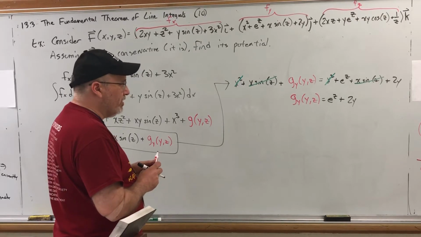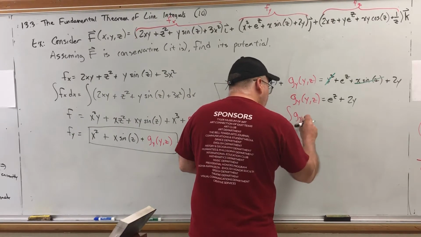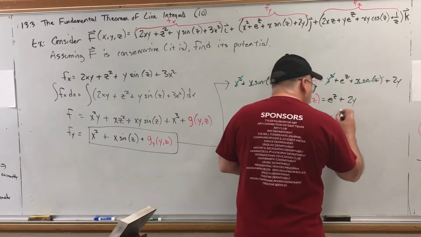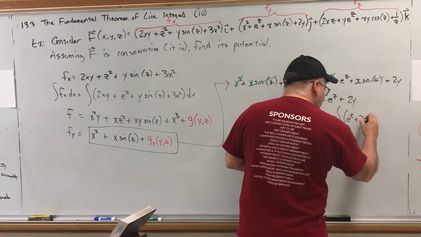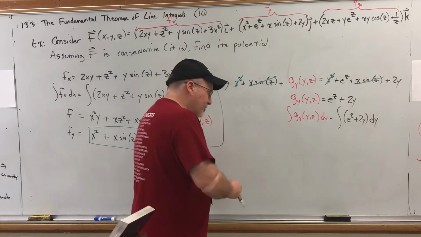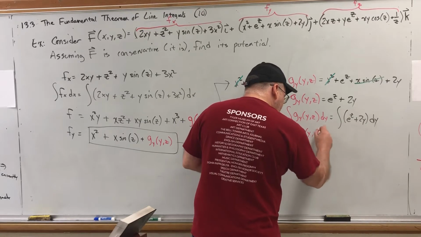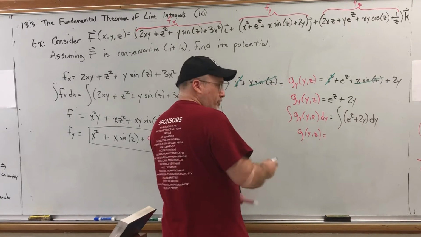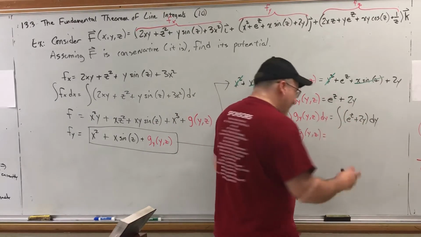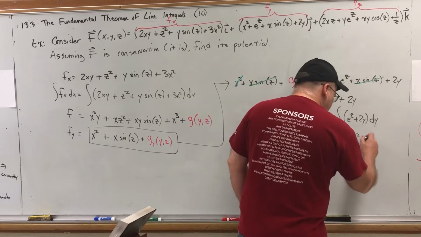Well, we can integrate that with respect to y. The integral of the partial derivative of g with respect to y of y, z dy is equal to the integral of e to the z plus 2y dy. Okay, let's see what this gives us. This gives us the original g function, g of y, z, is equal to, now remember we're integrating with respect to y, so z is like a constant. So the integral of e to the z dy is y e to the z. The integral of 2y is y squared.